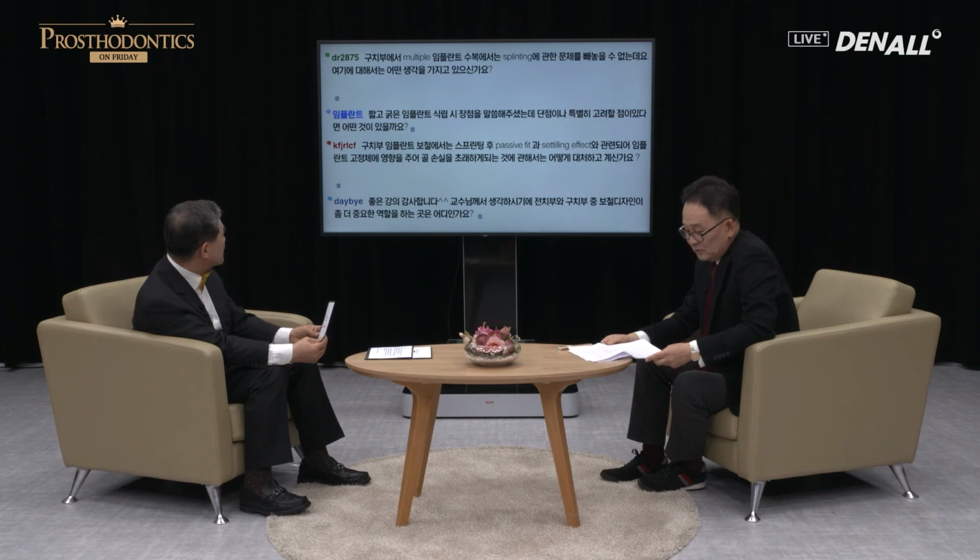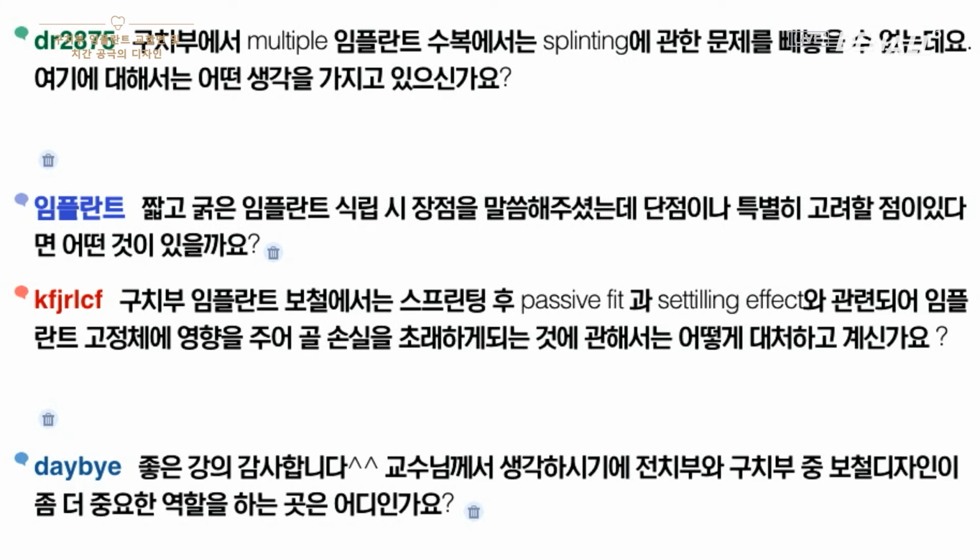For the posterior implant prosthesis, after splinting, passive fit and settling effect would influence the implant fixture, causing bone loss. How do we respond to that? Passive fit of implant prosthesis is a homework for us forever. It is impossible to achieve passive fit from the screw type. If they align, that is not good enough. They are in tension, pulling from each other. Cement type can be the answer.